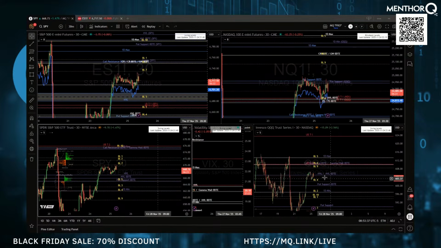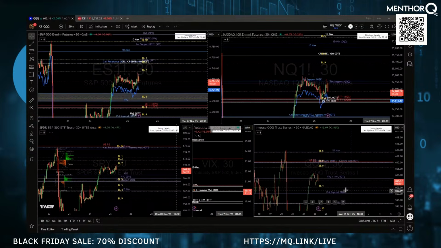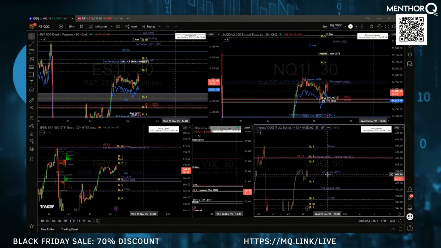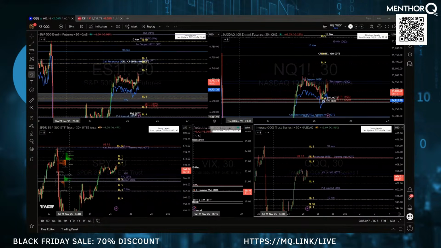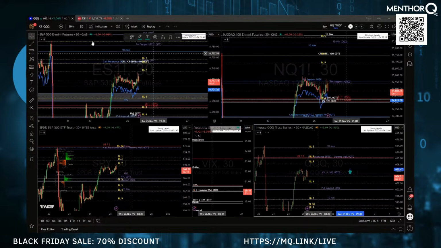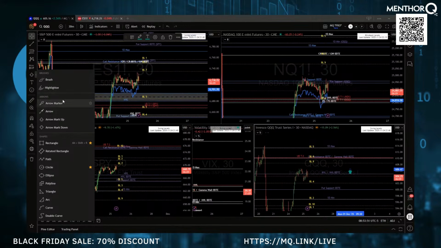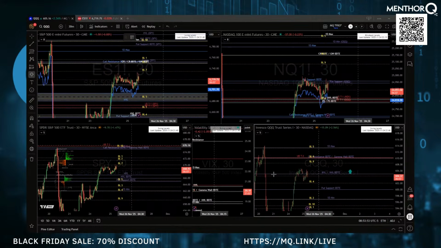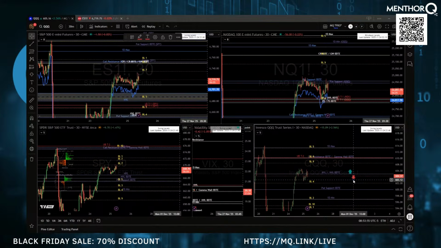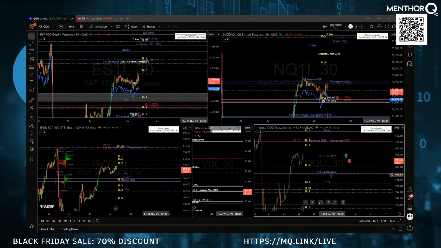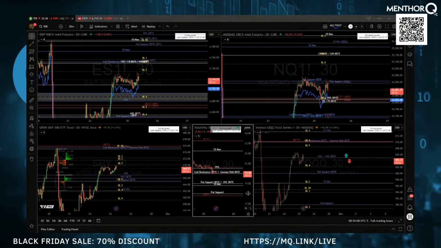QQQ right now battling on HVL 0 DTE. What does it mean for us? Usually, if we stay above, price is supported going higher. We are not staying in an extended environment. If we stay below, extended moves, and we can jump very quickly to put support and 1-day min. This is right now how I will be looking at our markets.